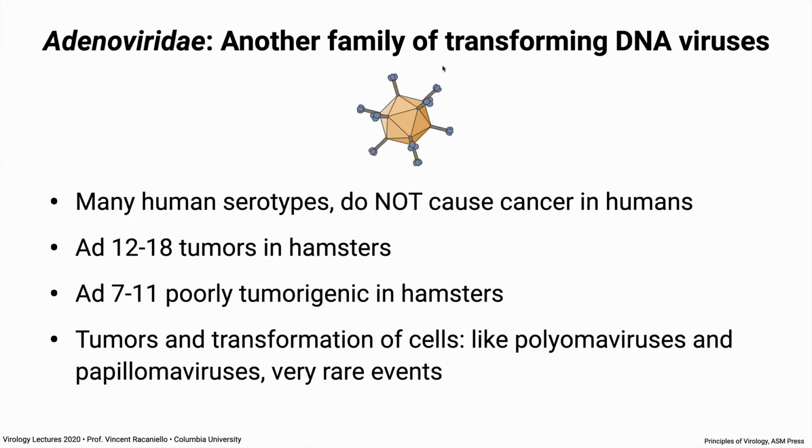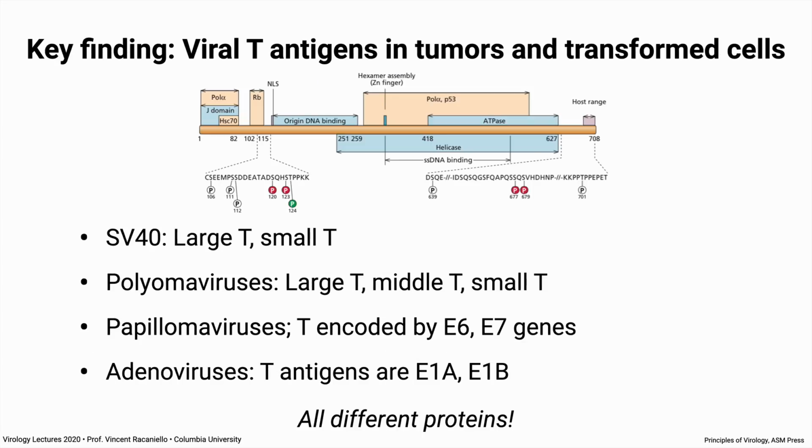Finally, another family of viruses that transform cells, adenoviruses, which we have talked about a bit in this course so far. There are many human serotypes. None of these cause cancer in humans. No human adenovirus causes cancer in humans. However, some will cause tumors in hamsters. 12 to 18 are causing tumors, and 7 to 11 are poorly tumorigenic, but they will cause tumors in hamsters. And like polyoma and papilloma transformation in tumors, they're very rare events, and they're in the wrong host. Humans don't get tumors after adenovirus infection.